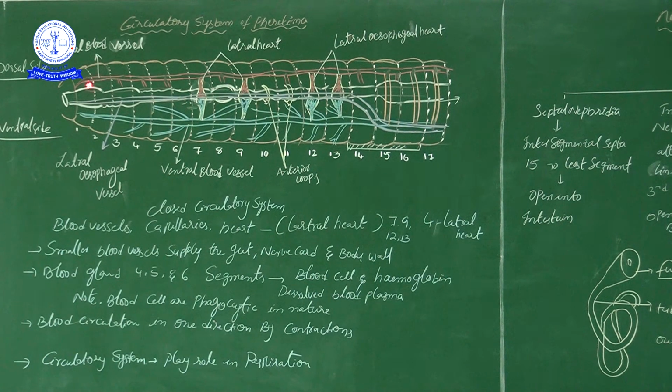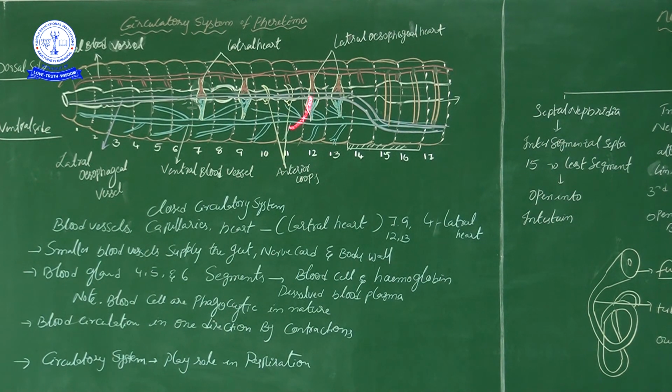The one above the alimentary canal we call the dorsal blood vessel, and this is the ventral blood vessel. These dorsal and ventral blood vessels are connected together with the help of lateral hearts. Here this is the first, this is the second. In which segments are they? In the 7th segment one lateral heart, in the 9th segment one lateral heart, and similarly in the 12th and 13th segments one more lateral heart each.